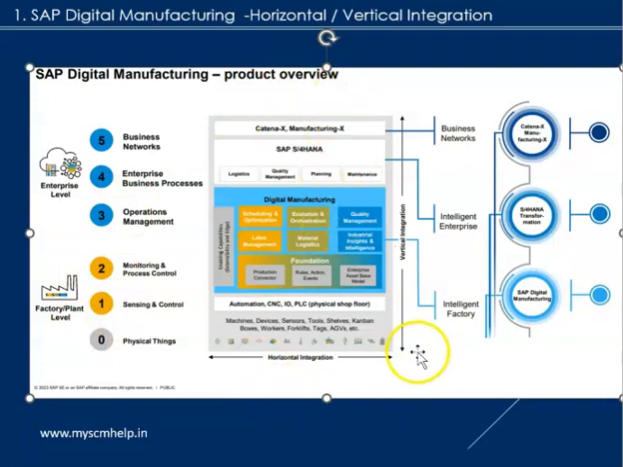In the same way for our horizontal integration, if you see, from the SAP DMC, the data is connected as an intelligent factory, right? Which we call the digital manufacturing part. And then we also have this intelligent enterprise from SAP S/4HANA, which helps with a lot of transformation, and then the business network. So this is some high level. I'm just exposing or enabling you to understand the horizontal and vertical integration part.